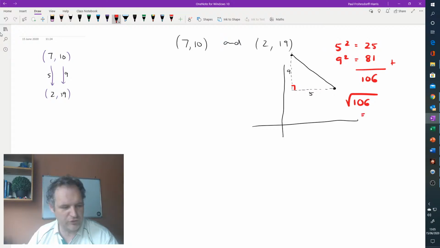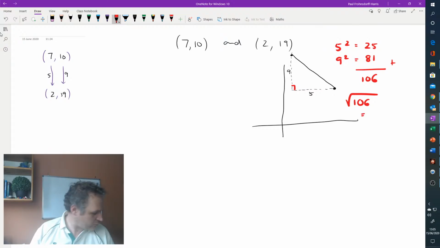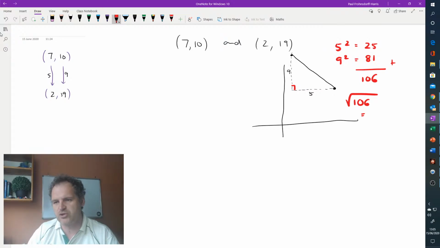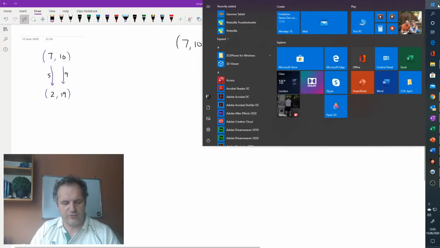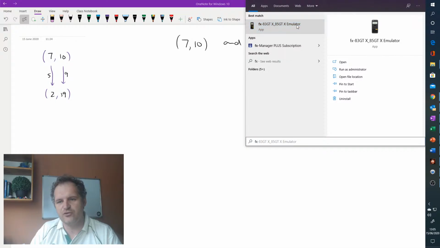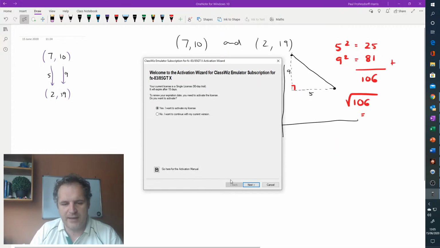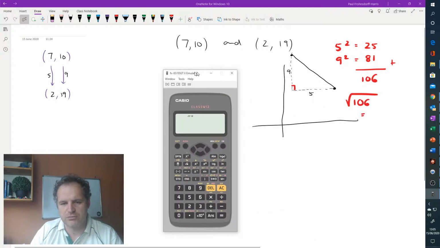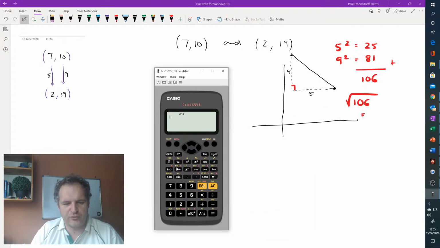Now I can use my calculator, which I've taken to school this morning, so it's possibly even round the corner somewhere in my bag. Fortunately, I have a fail-safe for this. I just bring up my emulator and go straight with my current license. Here it is. And we're going to do the square root of 106. I can tell you it's going to be 10.3. And it is 10.29, which rounds to 10.3.